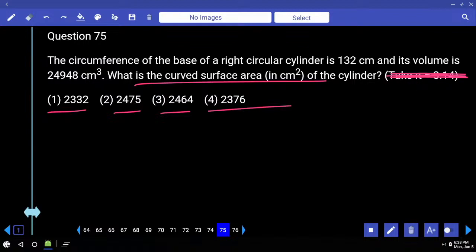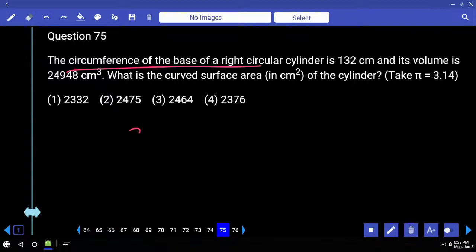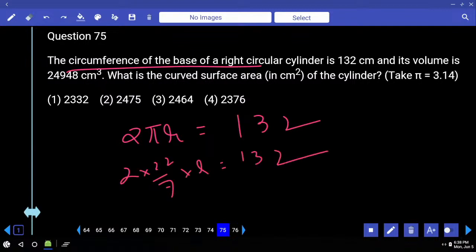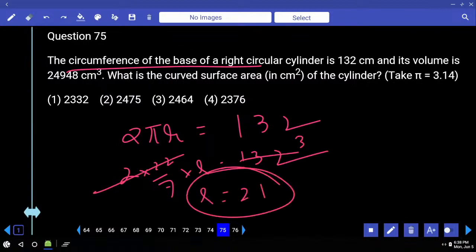If we don't break the coconut, it turns out like this. Understood? Now what should we do? Turn towards the east. Circumference is given, and circumference is 2πr. 2πr is equal to 132. That is 2 into 22/7 into r is equal to 132. Obviously 44 times r, so r equal to 21. In finding the curved surface area, what is the formula? 2πrh.